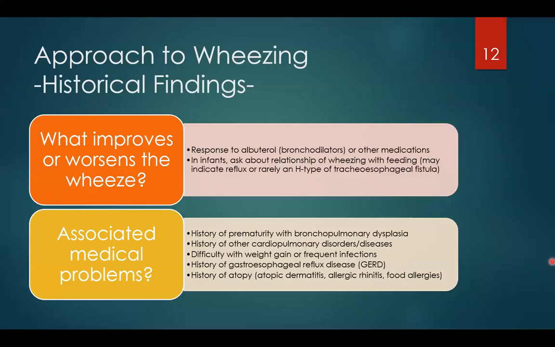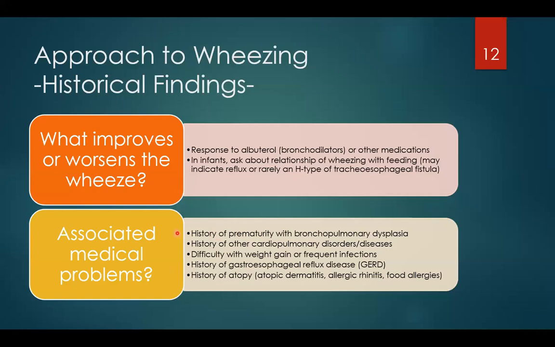So another thing we should think about in the history is what makes it worse, what makes it better? Oh, it responds to albuterol. Okay, so most likely smooth muscle contraction that is relieved with the albuterol causing bronchodilation, which would be more likely in asthma. In infants, we want to ask about the relationship to wheezing and their feeding. This could indicate reflux. It could also rarely indicate an H type of tracheoesophageal fistula. That would be a really good pickup if you found that out.